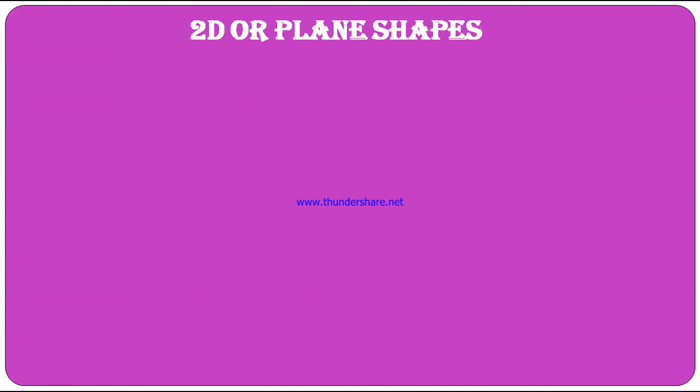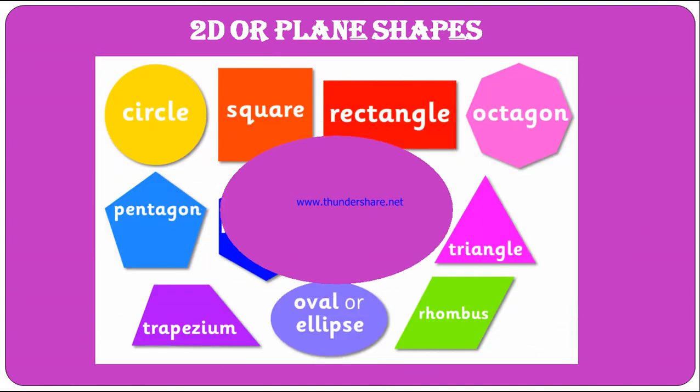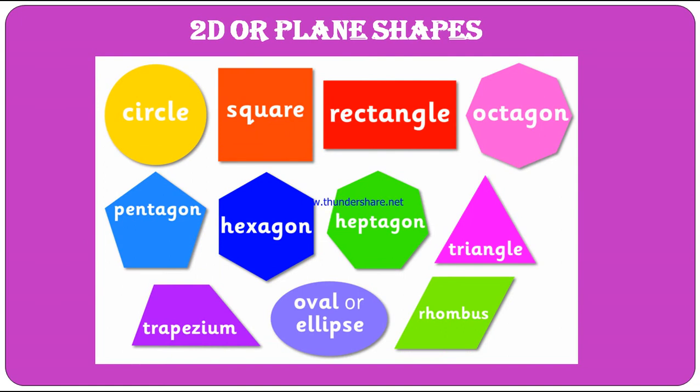2D or plane or flat shapes. All these are plane shapes, flat shapes, two-dimensional shapes, because you can see only the flat, plane surface, and two-dimensional means length and breadth. So these are called plane shapes.